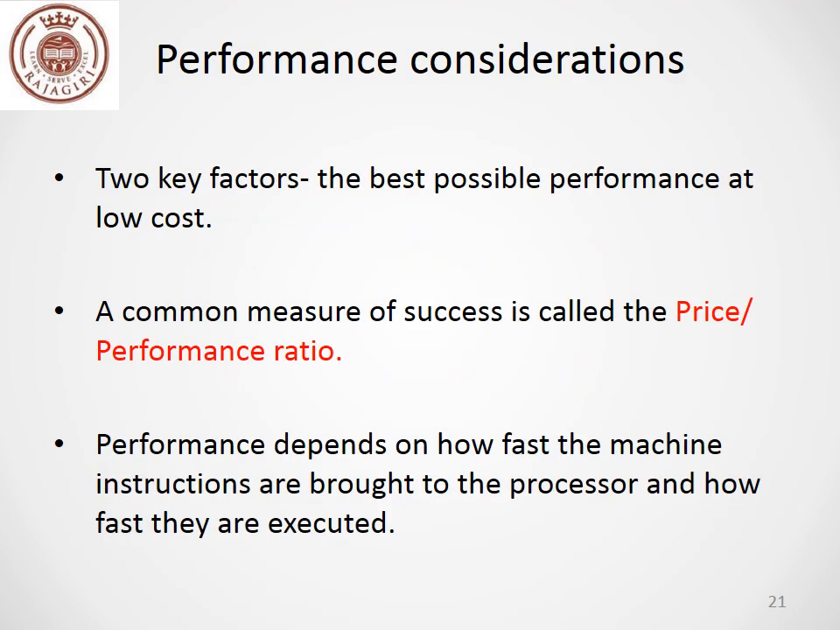Now, two main factors that can be considered for analyzing the performance of a cache memory are the best possible performance at low cost, and this is called the price performance ratio. The performance of a cache memory will always depend on how fast the machine instructions are brought into the processor and how fast they can be executed. Okay, so this is what is known as price performance ratio.